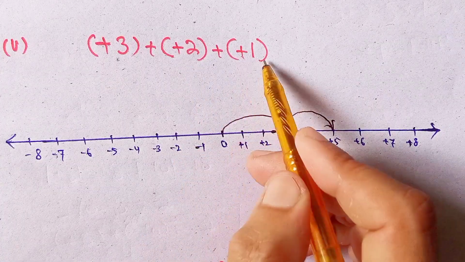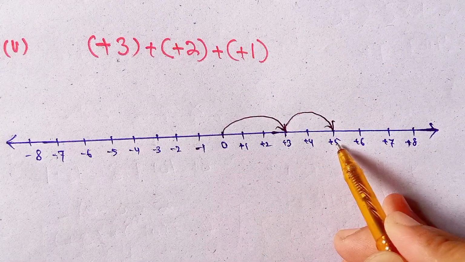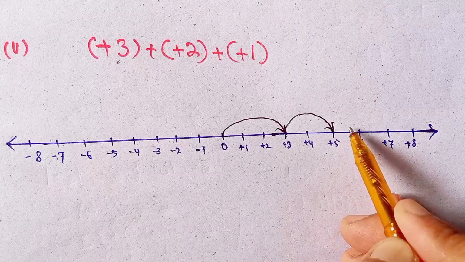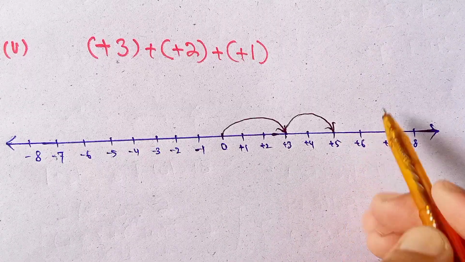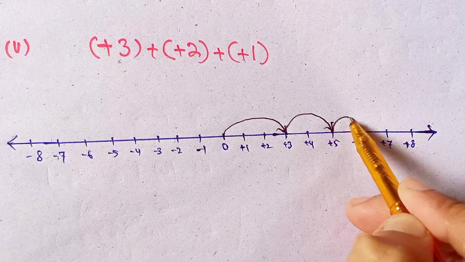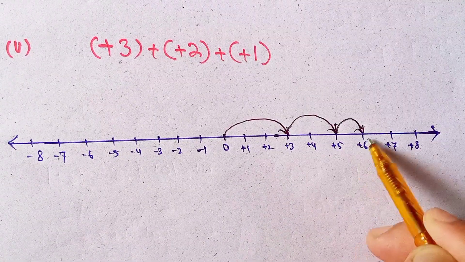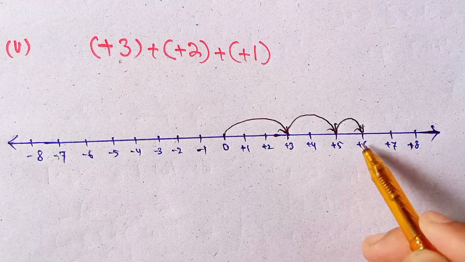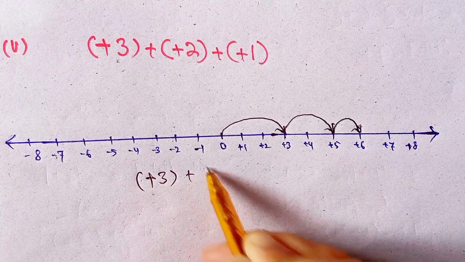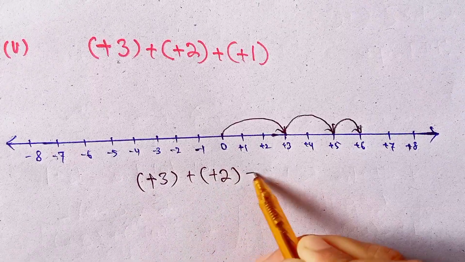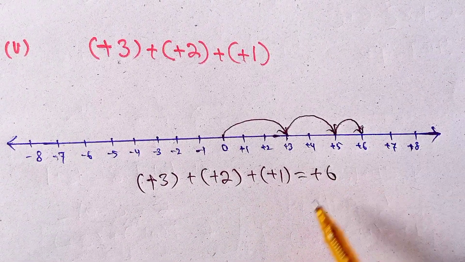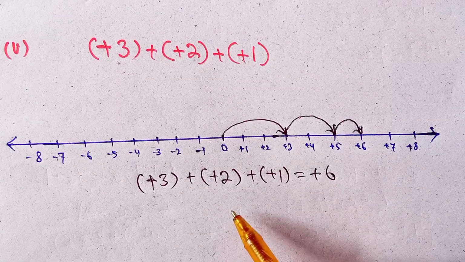Now I am going to add positive 1 with positive 5. So I will consider positive 5 as the reference point and count 1 unit distance to the right on the number line, and land on positive 6. So this is our final answer. Right, so positive 3 plus positive 2 plus positive 1 equals positive 6. That is our final answer.